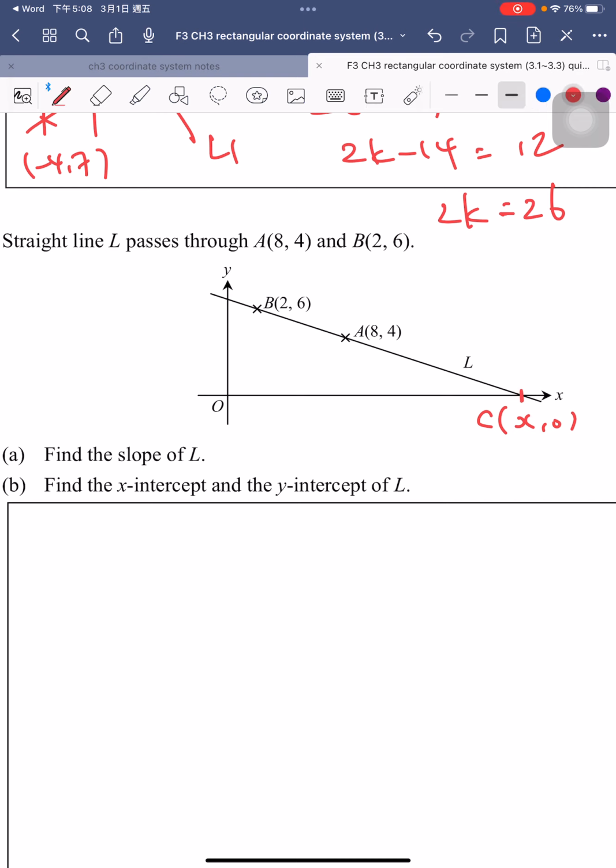And then for the y-intercept, we say this is point D. It has the same x coordinate, which is 0, because it's on this vertical line, x equal to 0. And we don't know the value of y, so we just say this is y. So now we can say that A, B, C, D are collinear because they are on the same line. Because they are collinear, the slope of L is going to be equal to the slope of AB.